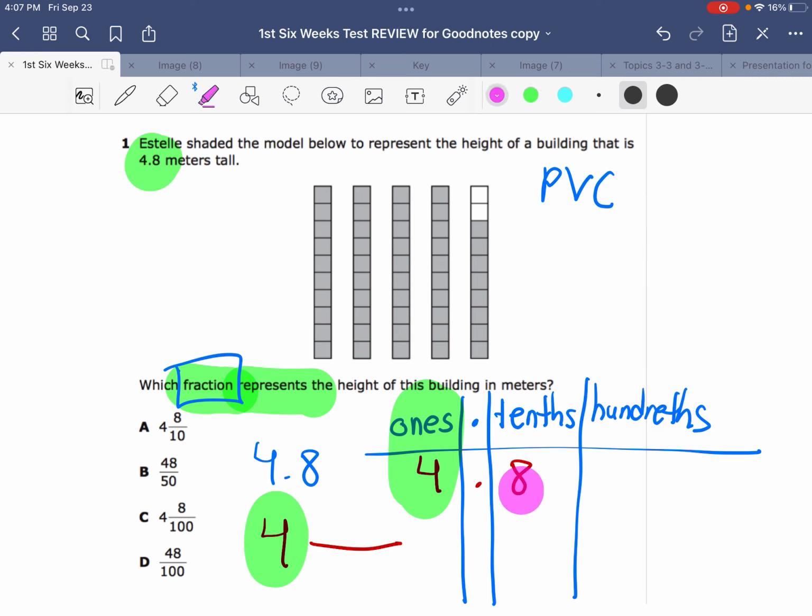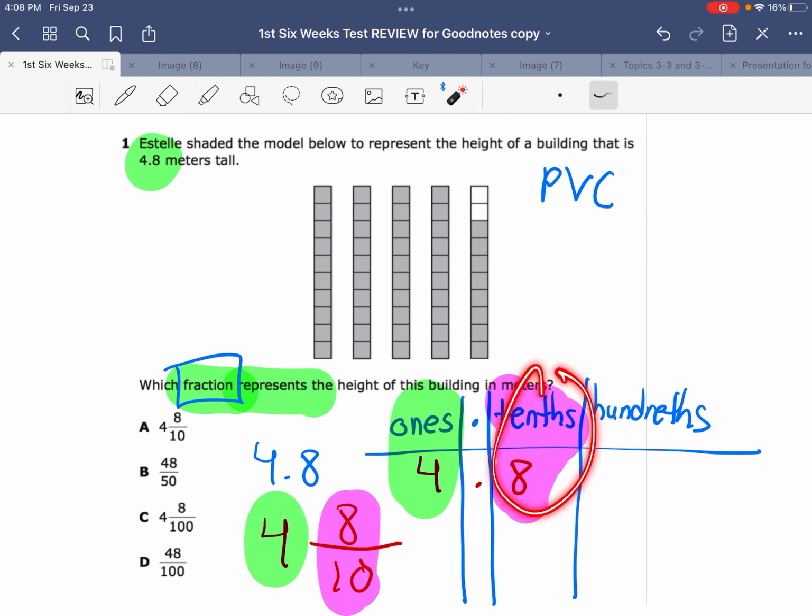Because it says 8 is in the tenths place, that means I'm going to be 8 over 10. Okay, it's telling me what place the 8's going to be. Tenths, I put a 10. And if I look, my answer is A. Okay, so just remember, if it has a digit before the decimal, that's going to be your 1, it's going to be on the side. If it says 8 in the tenths, you put 8 over 10. Okay.